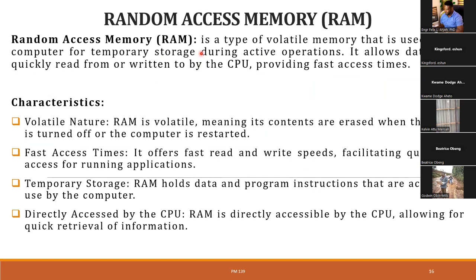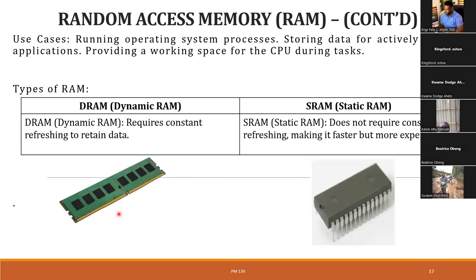Remember, we spoke about RAM being a volatile memory that is used by computers for temporary storage. These were the characteristics: volatile nature, fast access time, temporary storage, and direct access by the CPU. I spoke about this. It runs the operating system and stores data for actively running programs. These ones I spoke about.